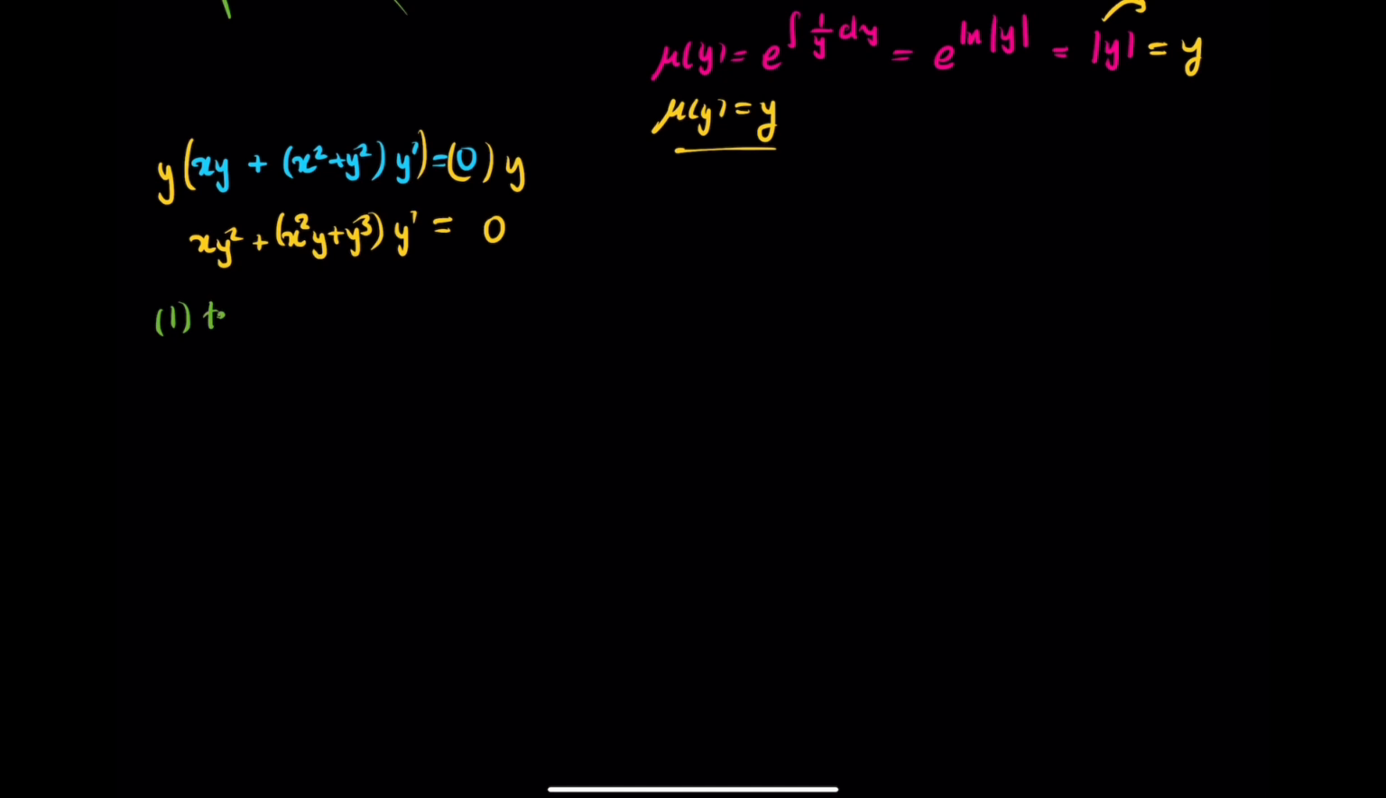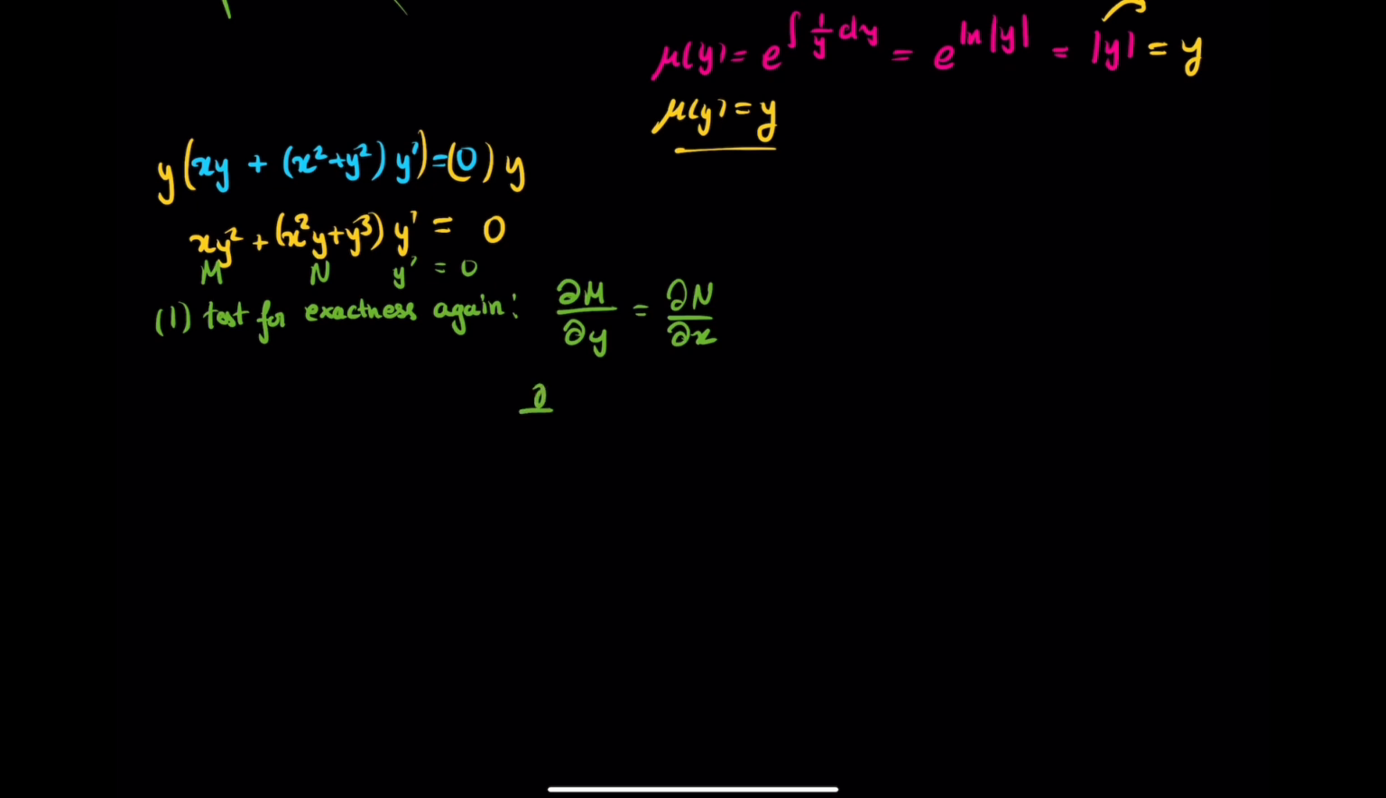So test for exactness again. Test for exactness: M sub y, N sub x. So again, this is M, this is N, this is y prime, this is 0.